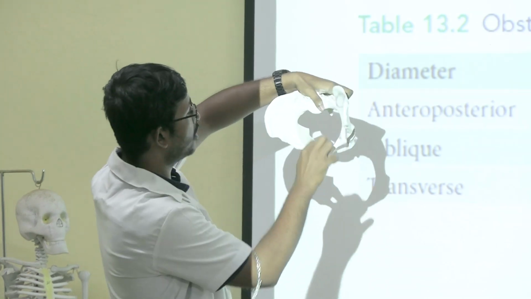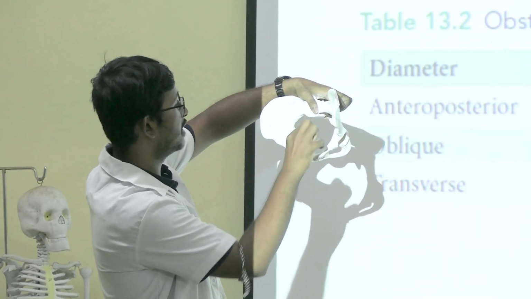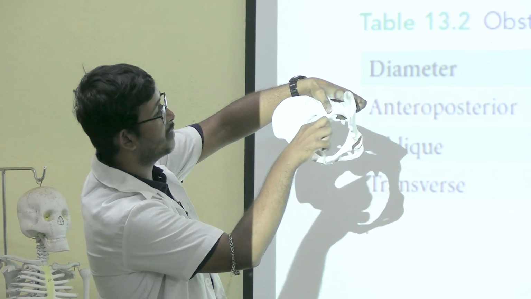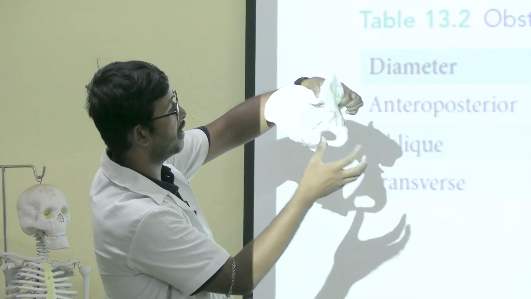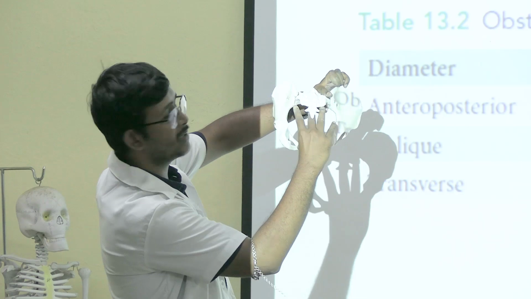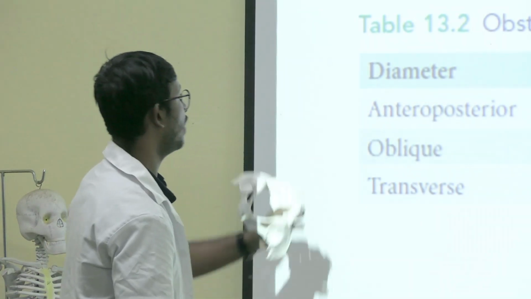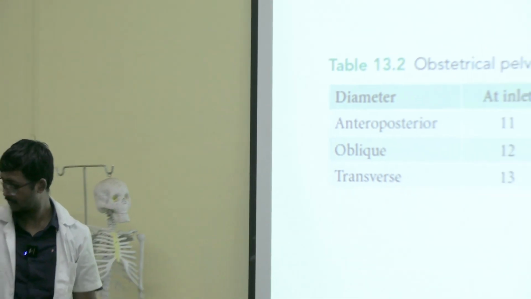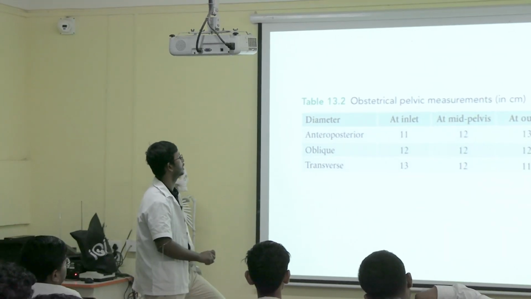But the anterior-posterior diameter is initially narrow due to the sacral promontory, but as you go deeper and deeper in the pelvic cavity, it is becoming wider. So this is the wider anterior-posterior diameter at the pelvic outlet.